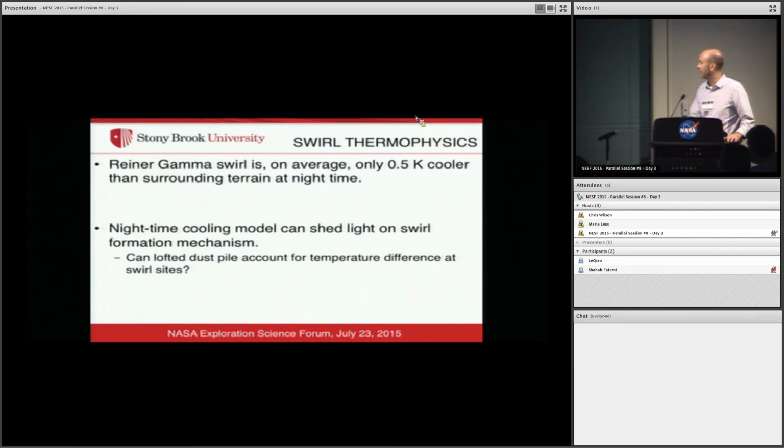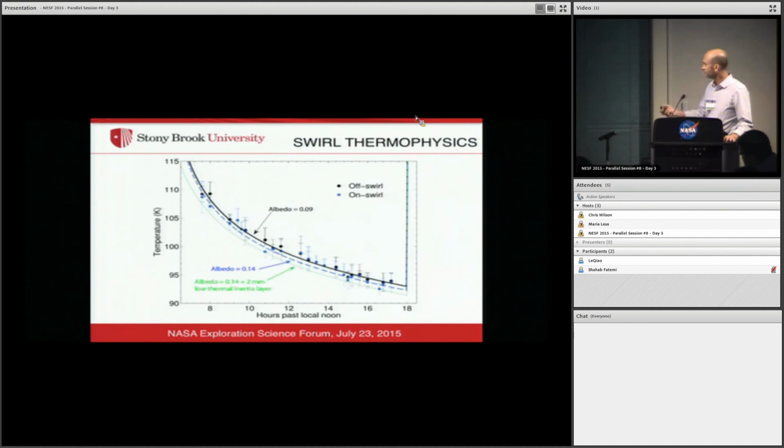So we can look at a nighttime cooling model, again provided by Paul Hayne, to shed light on swirl formation mechanism. Can a lofted dust pile account for the temperature difference at the swirl sites? If we have this dust lofting mechanism that's going to move dust around, we're going to be changing the surface properties, and maybe that can account for this different temperature. So here's a nighttime cooling model.